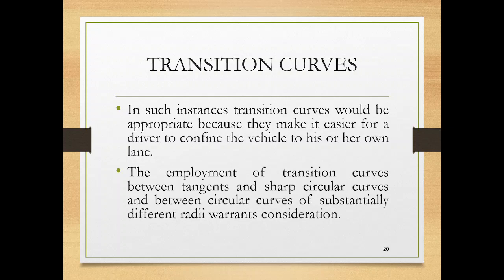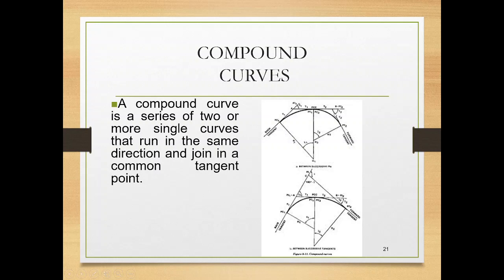Then it is easy for the driver to take that. The employment of transition curves between tangents and sharp circular curves and between circular curves of substantially different radii warrants consideration. So you can provide transition curves between tangents and sharp circular curves, or circular curves of substantially different radii. Say one you are having something like 100 and other one is 1000. So you can have a transition curve in between.